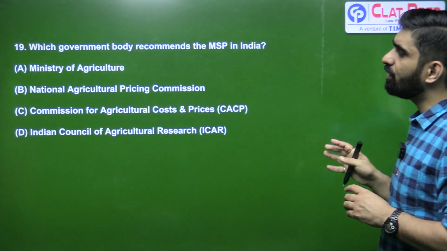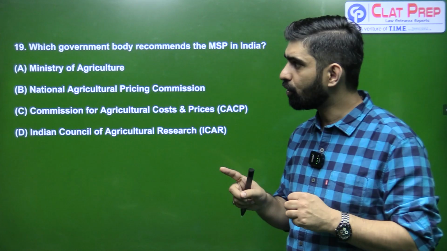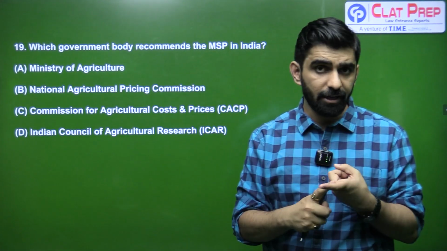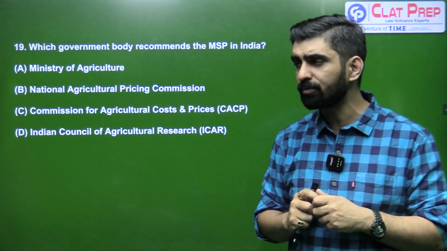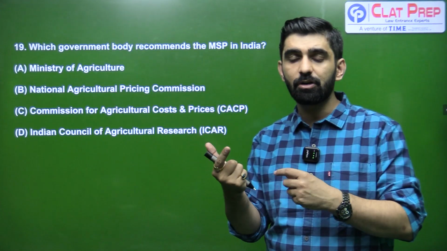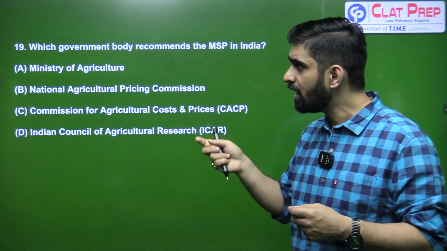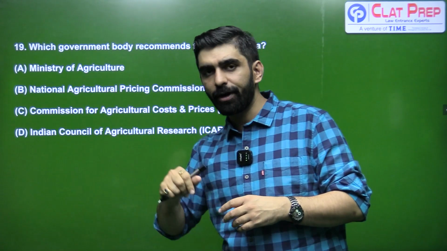Next question. Which government body recommends the MSP in India? Again, it's a very important question. Remember, it is not the government exactly, it is not the cabinet committee exactly, which recommends what should be the MSP for particular crops. It is another commission known as the Commission for Agricultural Costs and Prices, or CACP, which recommends the MSP in India. So the correct answer for 19th is going to be C.